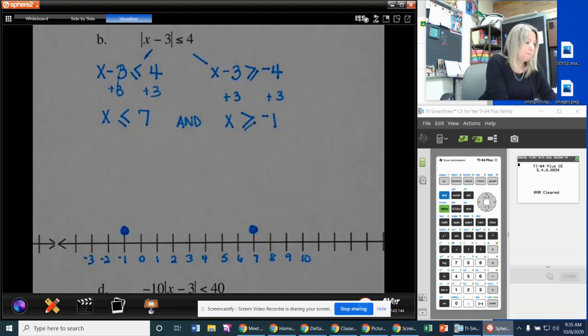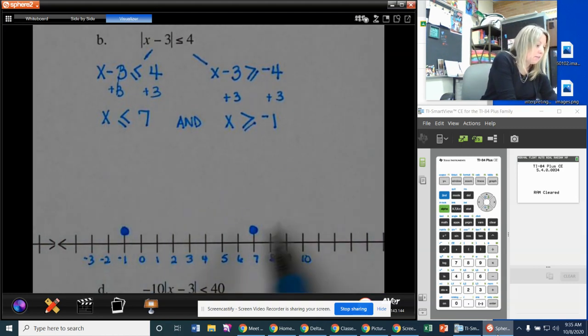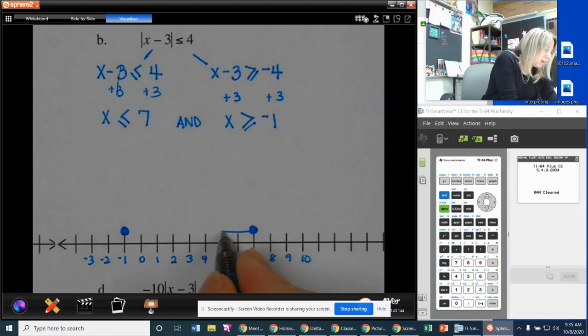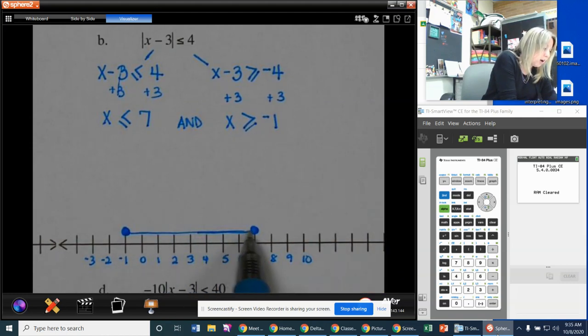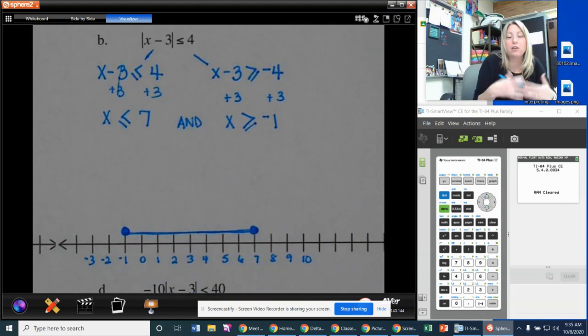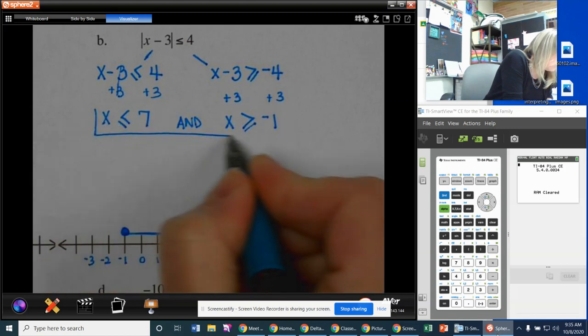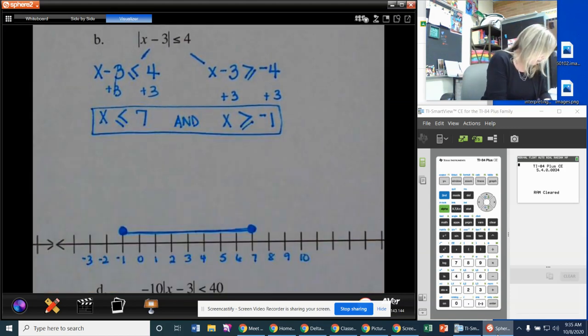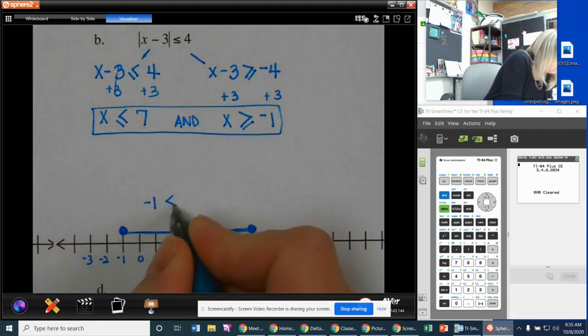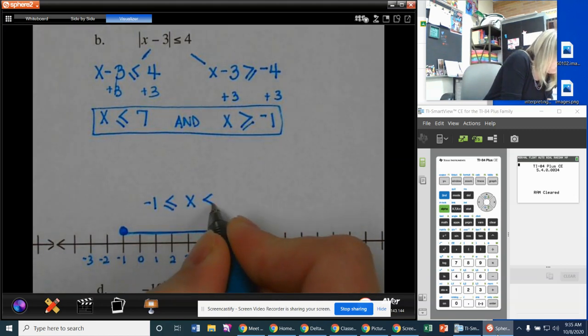Now, think about it. X has to be less than 7. That goes over here. And X has to be greater than -1. That goes over here. And see how they meet? That's how I know it's a between inequality. That's how I know it's an and. Now, you are welcome to stop and do this right here and not rewrite, but I always rewrite -1 is less than or equal to x, which is less than or equal to 7.